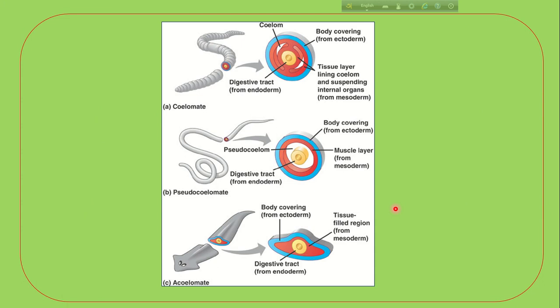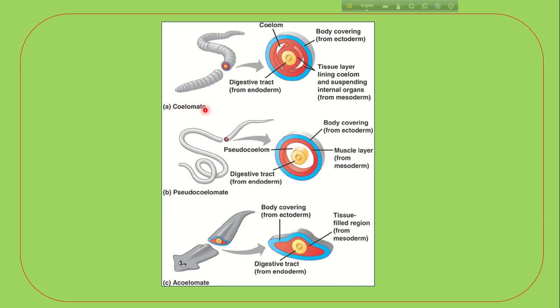There is a picture. Acoelomate animal: there is no body cavity at all. Inside is the digestive canal, outside the body covering, and in the middle different types of tissues. Pseudocoelomate: they have a body cavity, with body covering on the outer side and digestive canal inside, and the body cavity in the middle. But this body cavity is not surrounded by peritoneum membrane.